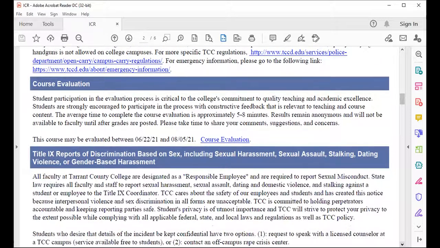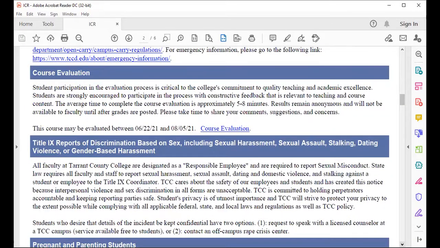Course evaluation. You have the ability to evaluate me and this course. And so again, I definitely like to understand from the students, what do you like about this class? What can I do better? Or the materials in the class, or do you like the book? Do you not like the book? Or so on and so forth.